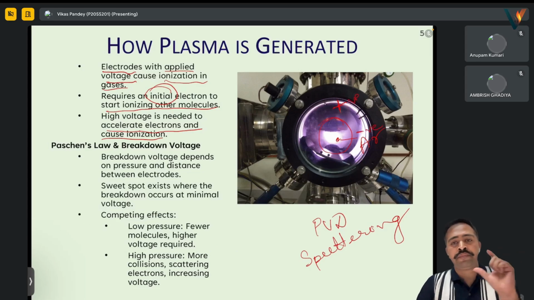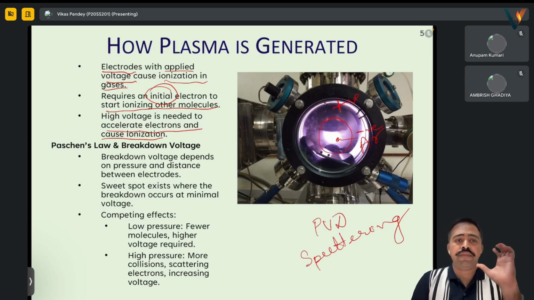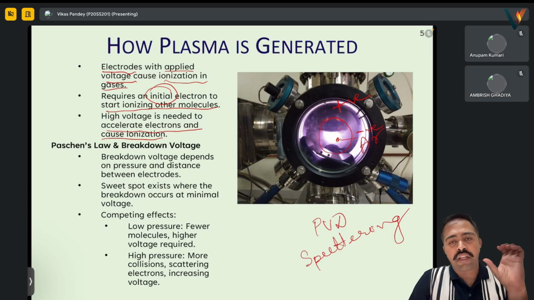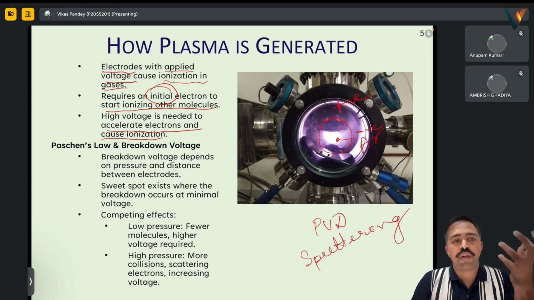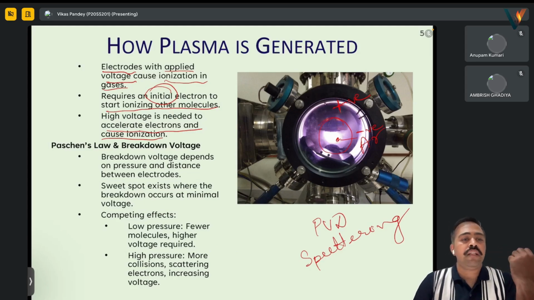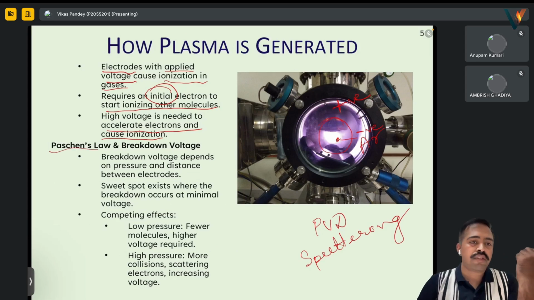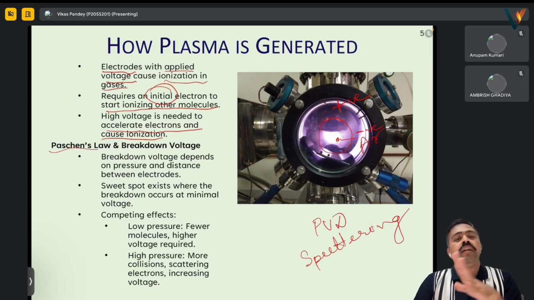So due to the high voltage, the high potential that we are giving, we are able to do the ionization due to which the plasma will be generated. Related to this, there is a law called Paschen's law, and related to that is the breakdown voltage. This breakdown voltage is the point at which this plasma will form.